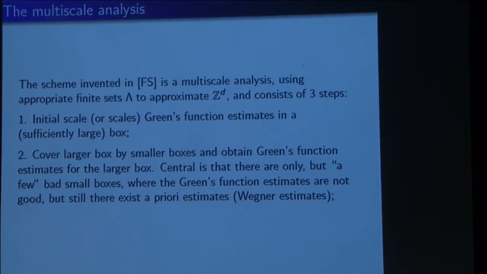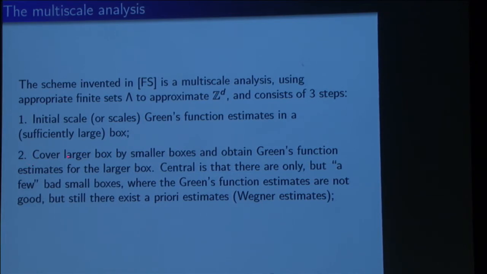Now, let's explain, because this is the basic mechanism, this multiscale analysis. The scheme invented in Fröhlich-Spencer is a multiscale analysis using appropriate finite sets lambda to approximate ZD, so matrix with index ZD, and consists of 3 steps. Number 1, initial scale or initial scales Green's function estimate in a sufficiently large box. There are always small perturbations, so it's a sufficiently large box.